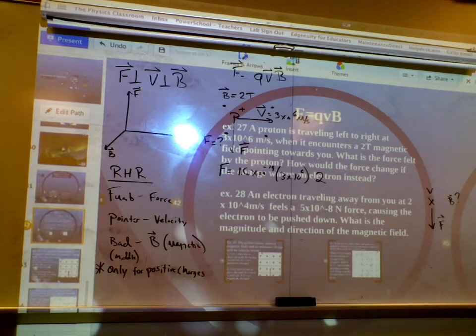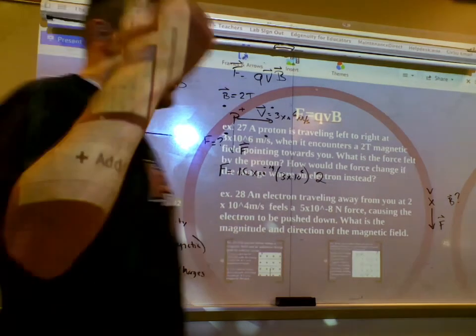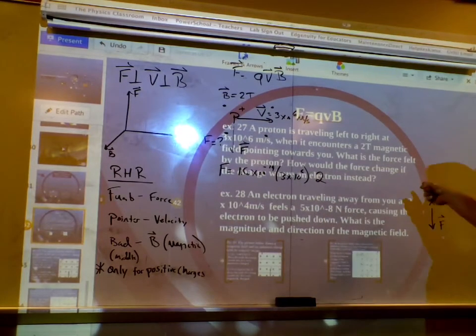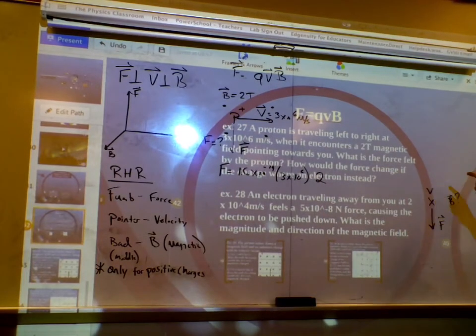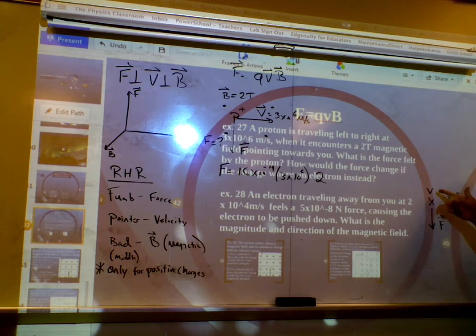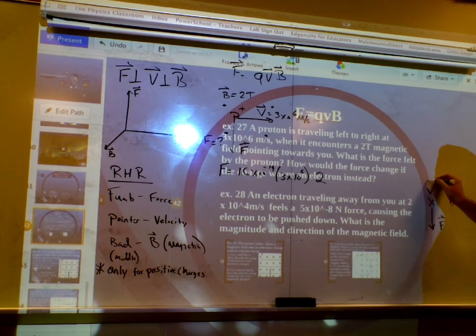Alright, so let's go through it. Velocity is away from you, right? Into the board. So pointer finger goes into the board. Force is down, because it says it's got a downward force. So your thumb points down. So which way is the B field? Oh, I'm doing my left hand. That's why.